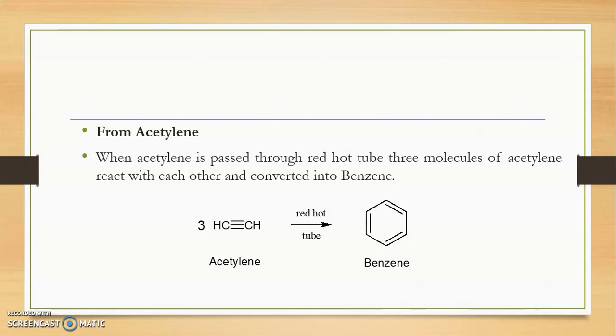This is the very simplest method, which is used mainly on the laboratory scale, where 3 moles of acetylene, one by one, react with each other, cyclize, and are converted into benzene. Just these 3 molecules we have to pass through a red hot tube. So this is about the first method, from acetylene.